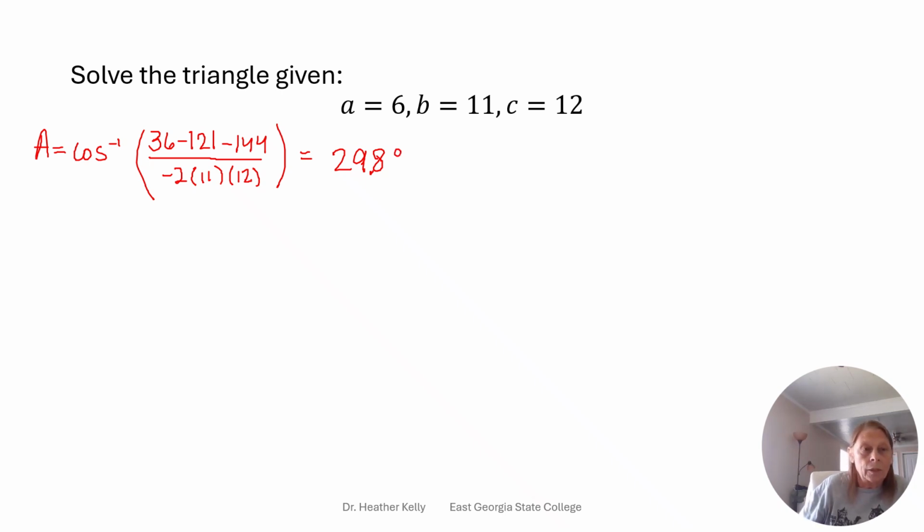See what our B is here. Our B is going to be the arc cosine of, starting with b squared, 121 minus 36 minus 144 over negative 2 times 6 times 12. And that's going to give us 65.8.